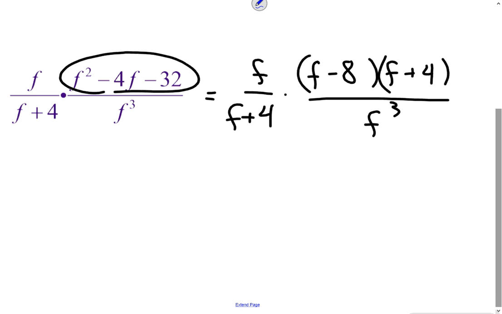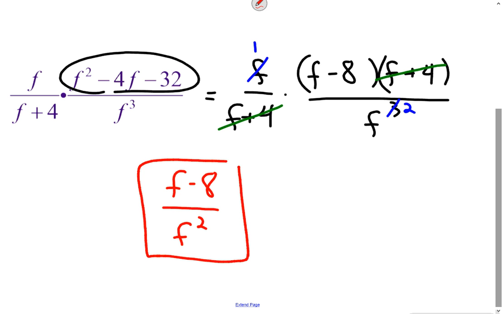I'll start with my f's. This f is just going to become a 1. This f to the third becomes f to the second. Now I look and I see f plus 4 in the numerator and denominator, those are going to divide out. And all that remains now is f minus 8 in the numerator over f to the second in the denominator. I have simplified my rational expression. That's the multiplication side.